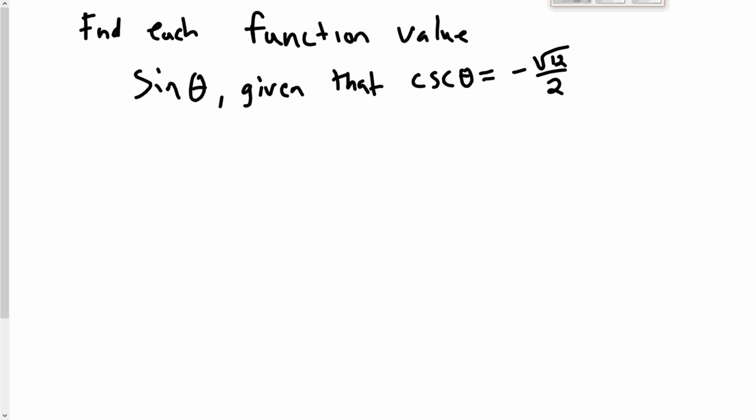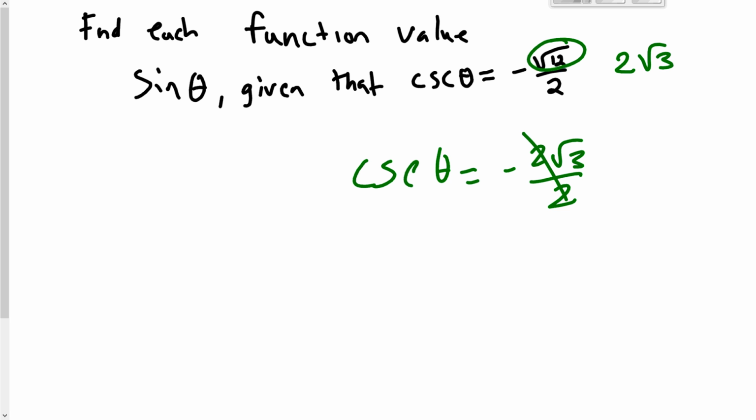Okay, how about this one? We want to find sine of theta given cosecant of theta is negative square root 12 over 2. So remember, we just flip the fraction, right? There's a couple ways you could do this. You could reduce this root 12 to begin with, that'd be 2 root 3. Let me start writing this right. Cosecant of theta equals negative 2 root 3 over 2. So the 2's cancel, and I get cosecant of theta equals negative root 3.